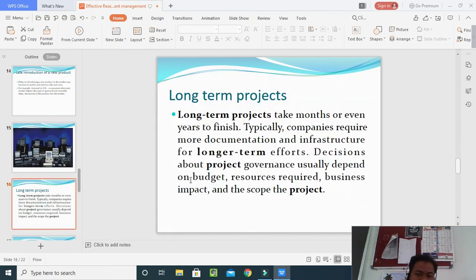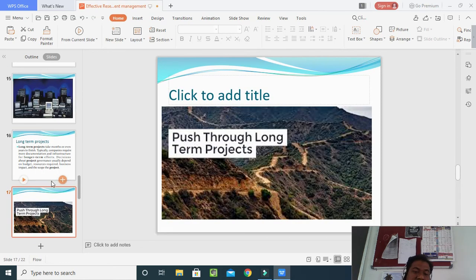Now, long-term projects. Long-term projects take months or even years to finish. Typically, companies require more documentation and infrastructure for long-term efforts. Decisions about project governance usually depend on budget, resources required, business impact, and the scope of the project. So big companies will have long-term goals, and they will have long-term projects. For this, they need more infrastructure and more effort, and their decisions will be for the long term.